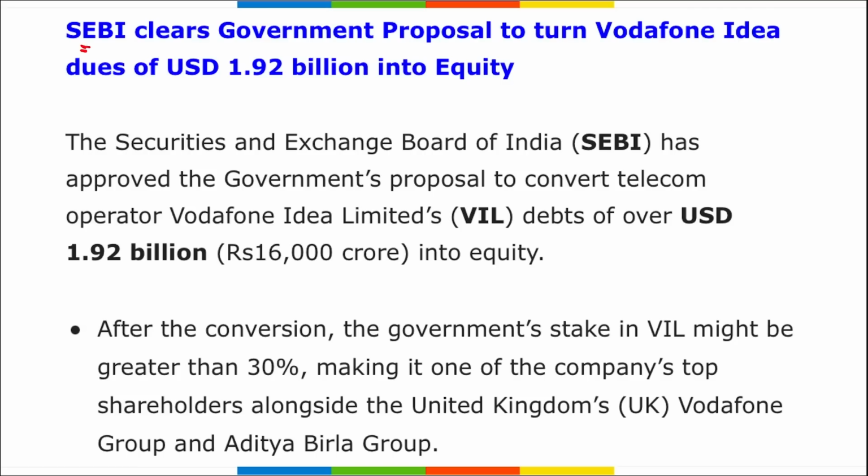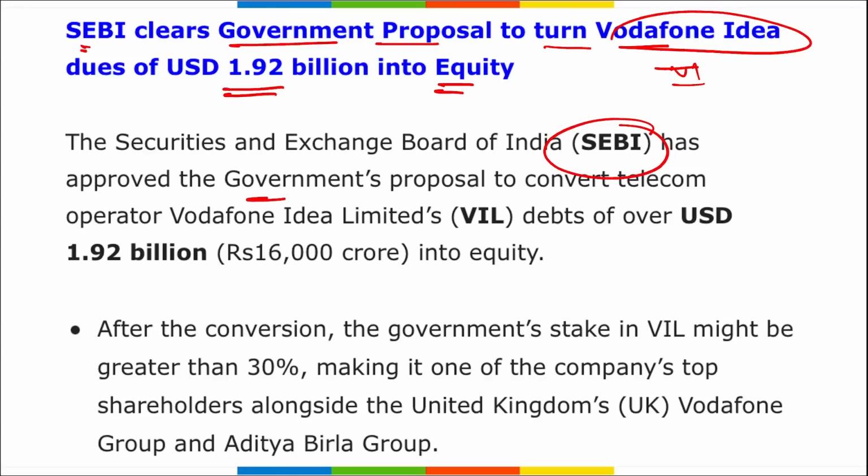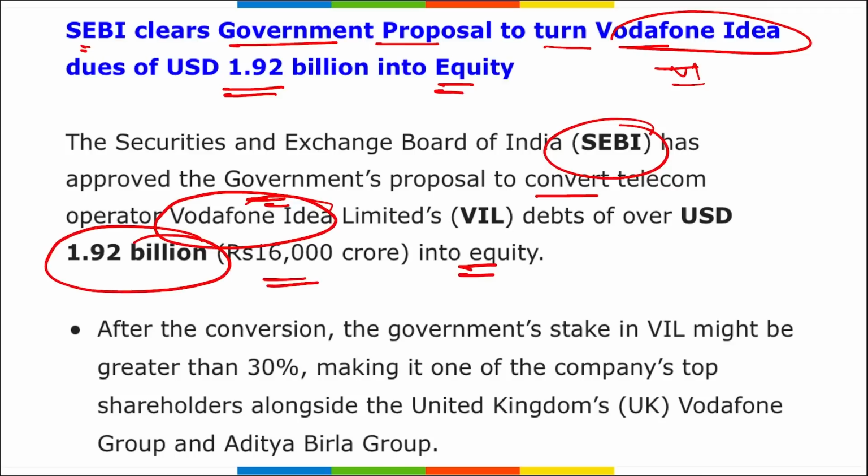Next is SEBI. SEBI has cleared the government proposal to turn Vodafone Idea, that is also known by the name VI, dues of $1.92 billion into equity. I repeat, SEBI has approved the government's proposal to convert the telecom operator VI, that is Vodafone Idea Limited's debt of over $1.92 billion into equity, that is roughly 16,000 crore rupees has now been converted into equity.